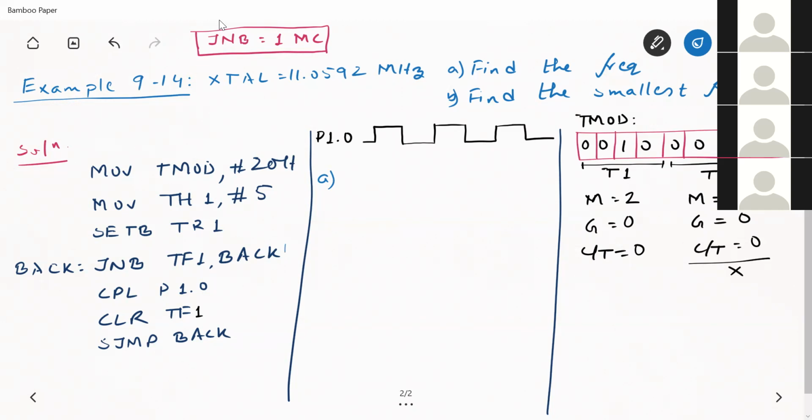Now tell me, what is the first thing that we need to do? We need to find the time for one machine cycle. Okay, right, exactly. So we know that if the connected frequency is 11.0592 megahertz, what is the machine cycle? 1.085 microsecond. Remember, during your exam, don't write it like this directly. You need to show the calculation. I'm writing it directly because I know that all of us already know the calculation. But during the exam, please show the calculation. Fine. So we have got the duration of one machine cycle.